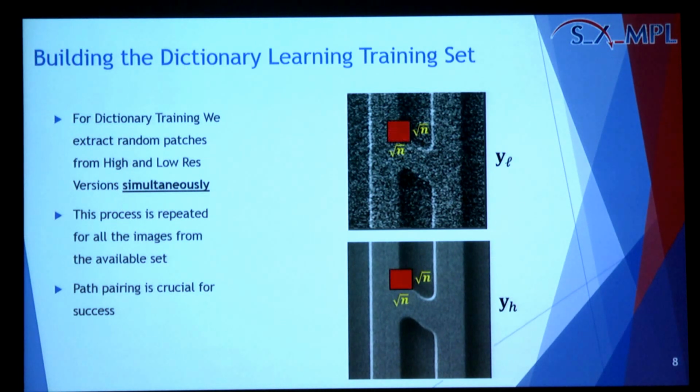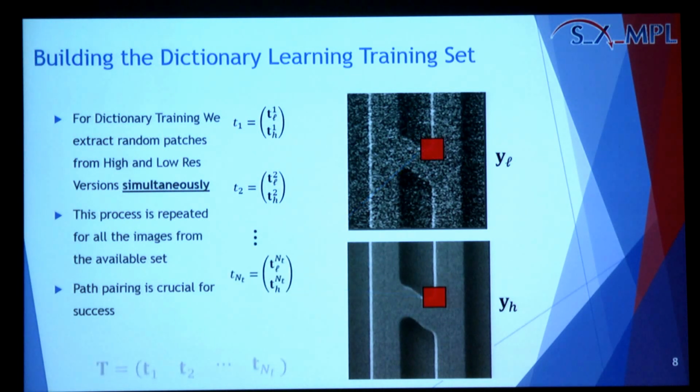And we take patches. Each time we take a patch and put it into a training set. In this case, we take a low-res training patch and a high-res training patch and concatenate them. And we move on to detect significant patches that are taken randomly, take another one, and repeat the process n times.